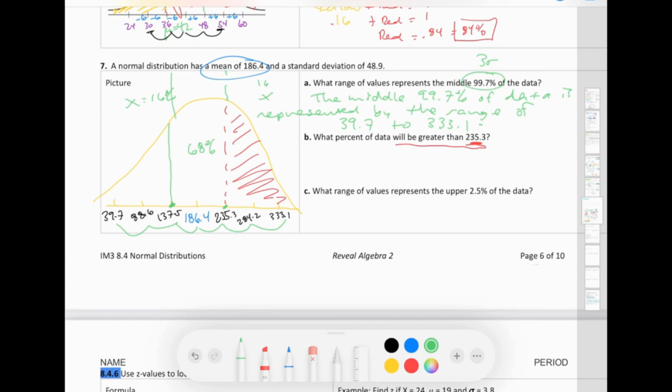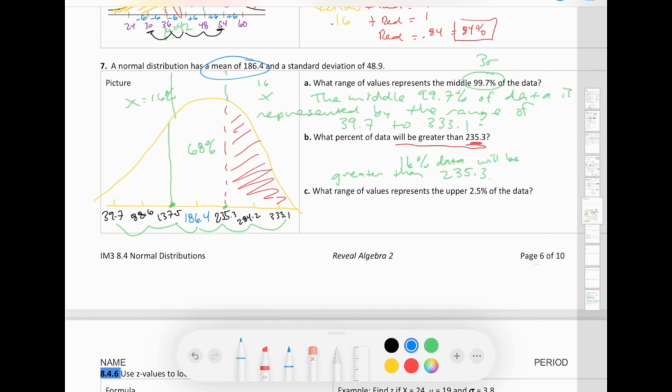So greater means going towards the right. That would be 16%. 16% of the data will be greater than 235.3.